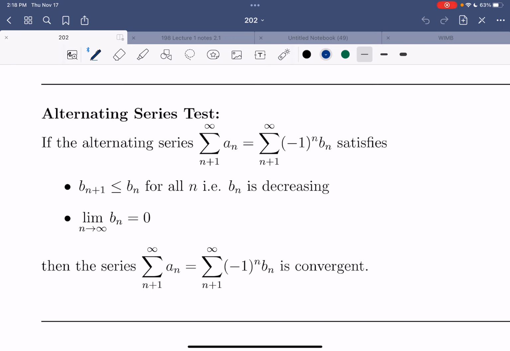If those two things are true, then your series, and by the way, this was my typo, and I'll apologize, these should all be equal signs. Not sure how that got past me, but should be n equals 1 to infinity. Then your series is convergent.